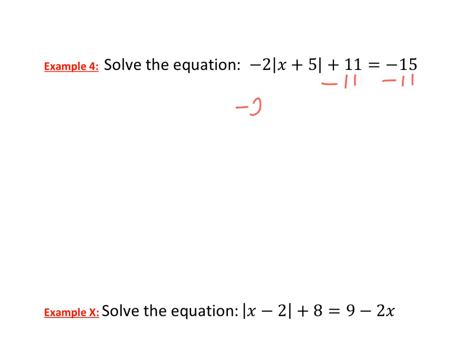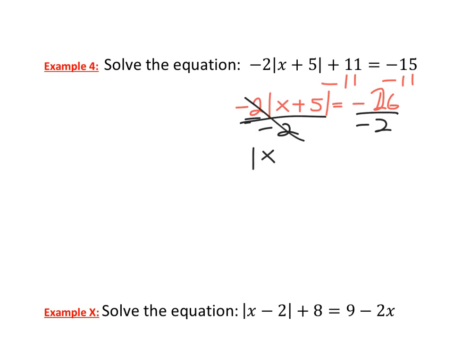So I got negative 2, absolute value of x plus 5 is equal to negative 26. And then again, I still have stuff outside, so I can't get to the stuff on the inside of the bars. So I'm going to divide both sides by negative 2. So we get absolute value bars of x plus 5 is equal to 13.